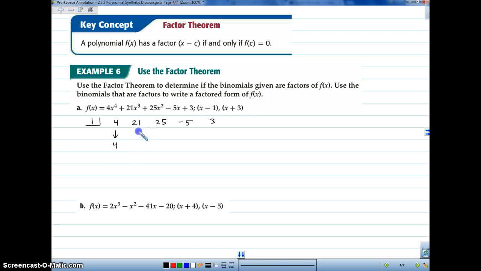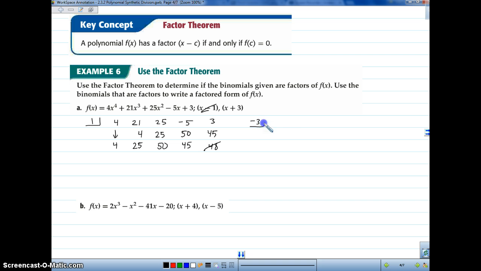So we carry down the 4. 4 times 1 is 4. 4 plus 21 is 25. 1 times 25 is 25. That's going to be 50. 50 times 1 is 50. This is 45. And at some point you can usually start to tell that it's not going to really work out for you. So this one does not get you 0, so 1 is not a factor.